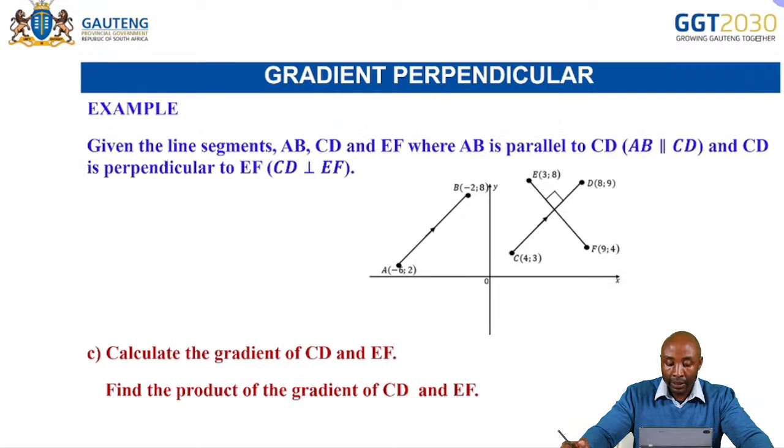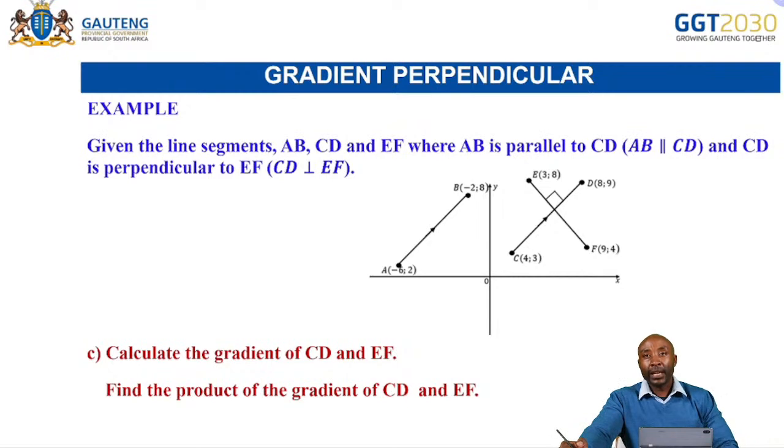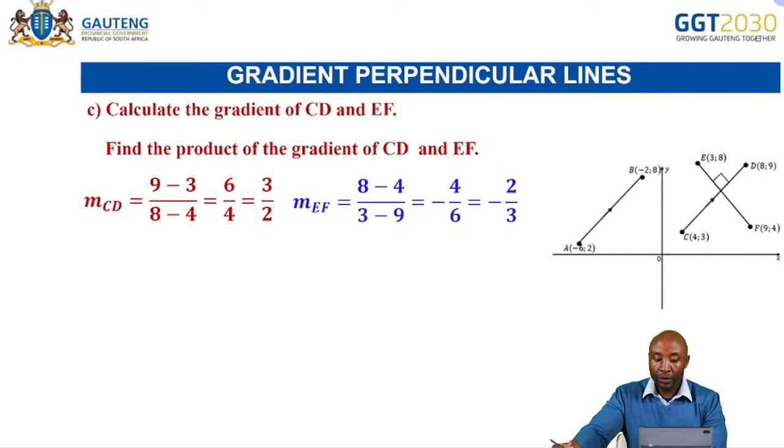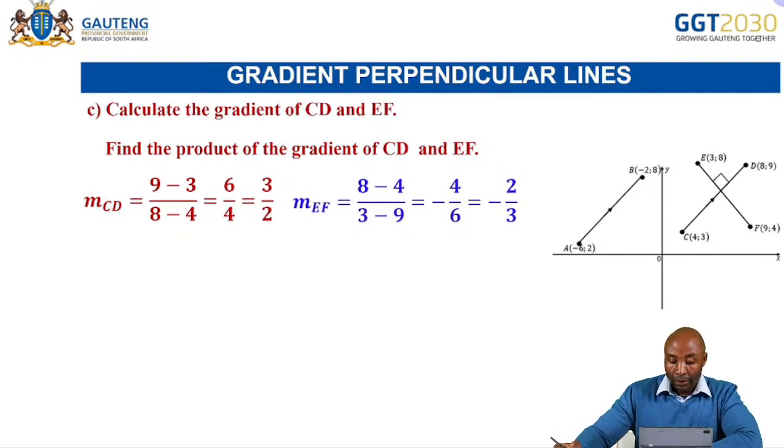We move on to the next concept. We need to calculate the gradient of CD and EF. We also want to check what is going to happen there. So CD, we have already calculated the gradient. We found it as 3 over 2. Let's calculate the gradient of EF quickly. We will quickly do the substitution, and we are getting the gradient of EF as negative 2 over 3.